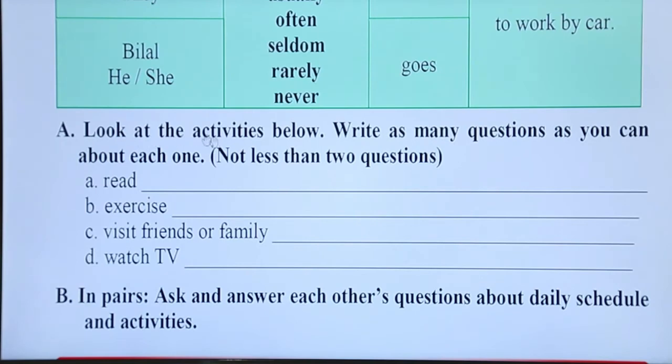Part A. Look at the activities below. Write as many questions as you can about each one. اکتیویتی که در پایین هست شما ببینین، هر چقدر که میتونین شما هم از اینا سوال بسازین. میتونین you can write down WH questions or you can write down yes no questions. Not less than two questions. کمتر از 2 دانه نباشه، ولی هر چقدر تونستین نوشته میکنین.